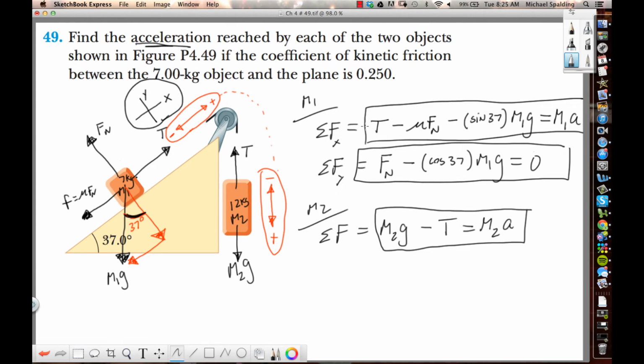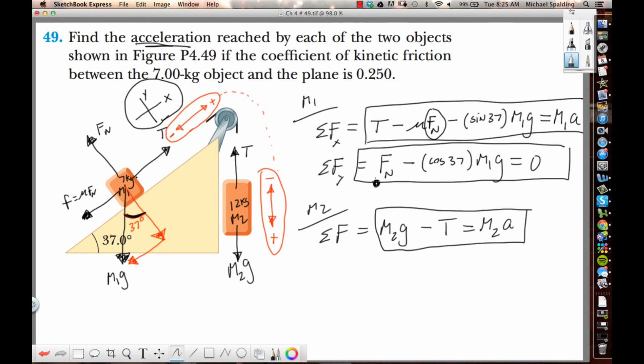Now, check it out. This equation and this equation have 2 things in common. What do those 2 equations have in common? T and a, right? Tension and acceleration. And when you have two objects connected over a pulley, they share those. The tension and acceleration are always the same. All right, but we're also going to have to find the normal force, because normal force appears in these right here. We have to find the normal force so we can plug it in there.